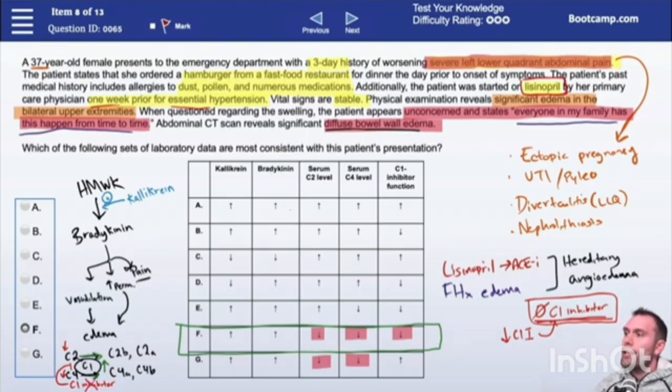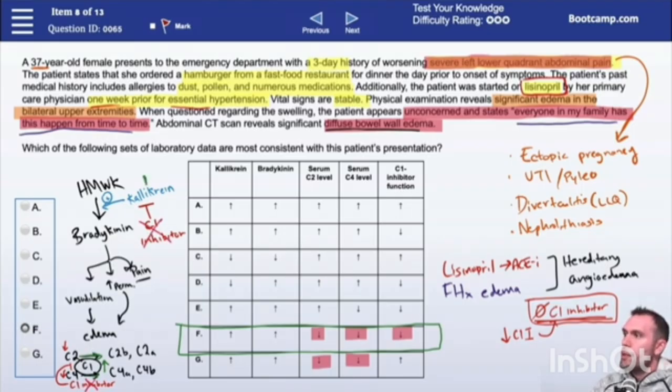So kallikrein and bradykinin are elevated. Why is that? Remember that the C1 inhibitor can also inhibit kallikrein, right? So if it inhibits kallikrein here, what's going to happen? If kallikrein is inhibited, that's going to regulate this process, this conversion of high molecular weight kininogen to bradykinin. If I have a patient that has hereditary angioedema and they don't have C1 inhibitor or they have a deficiency or dysfunction of the C1 inhibitor, then what happens? Well, if we don't have that C1 inhibitor functioning correctly, right, the kallikrein is going to be overregulated, just like we saw down here.